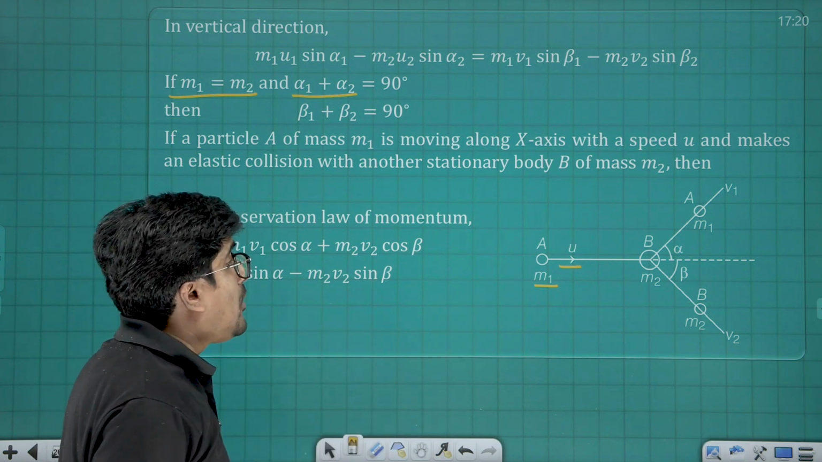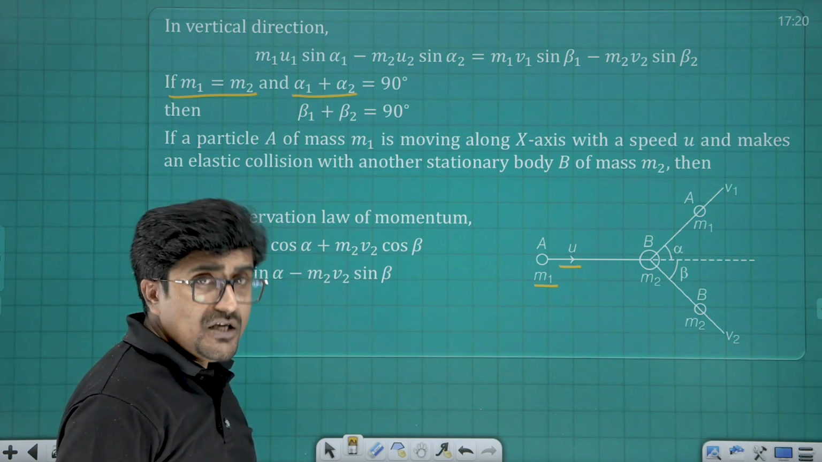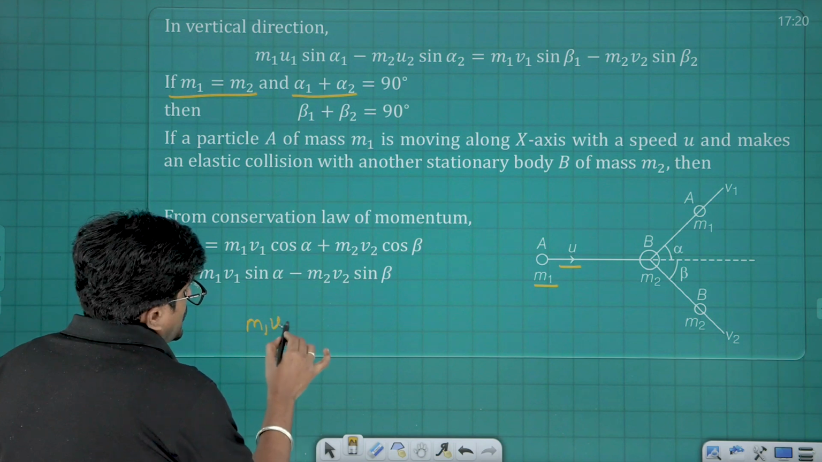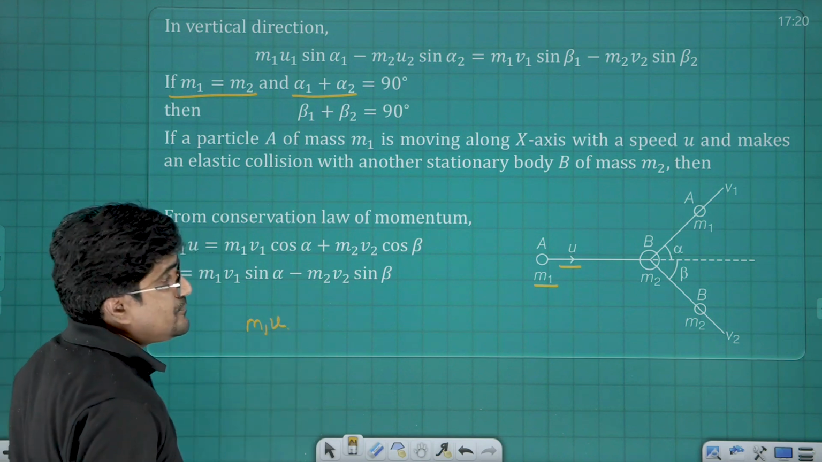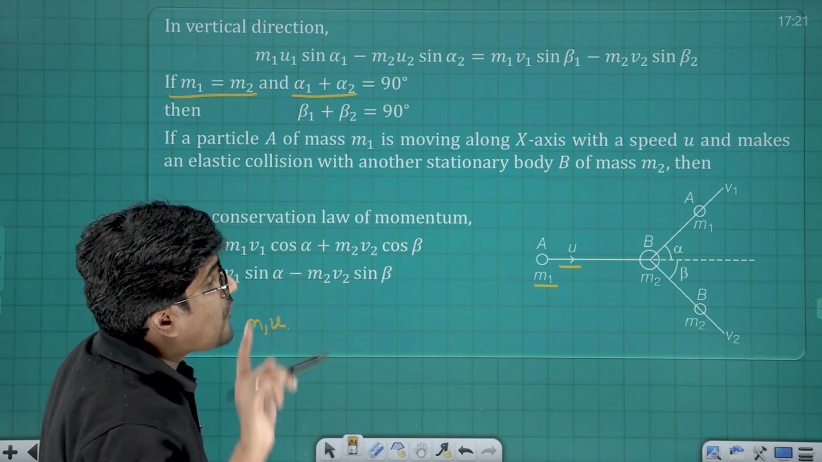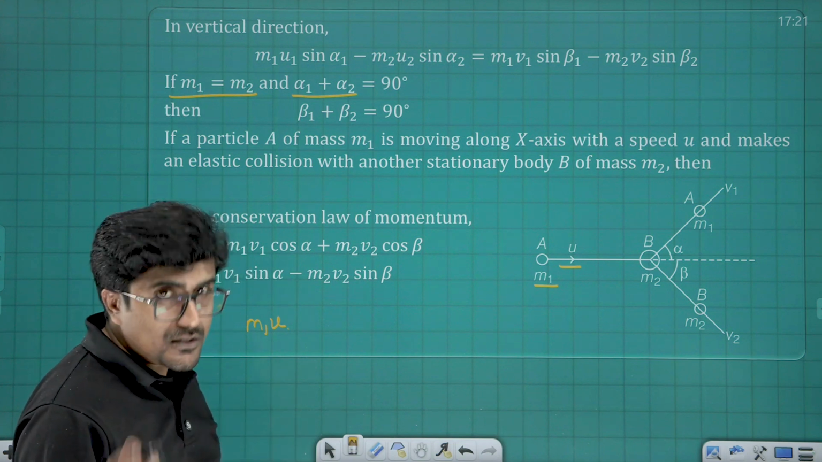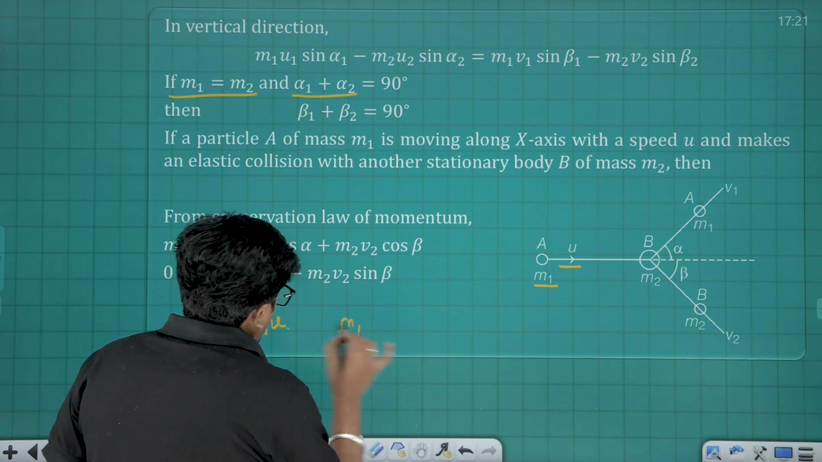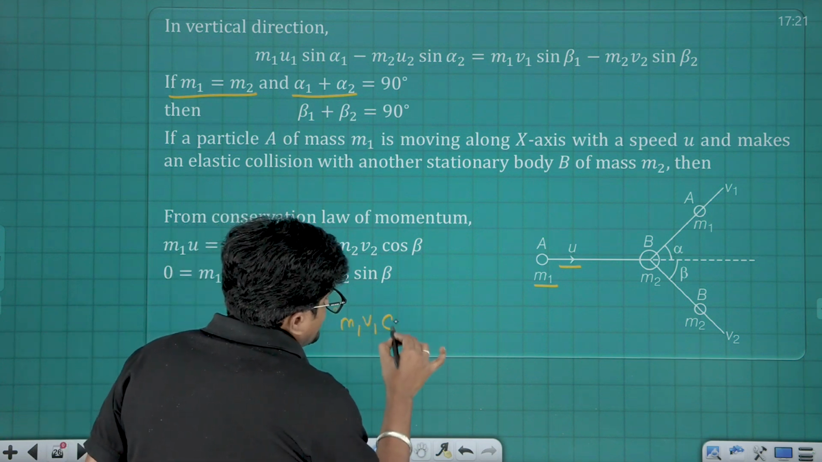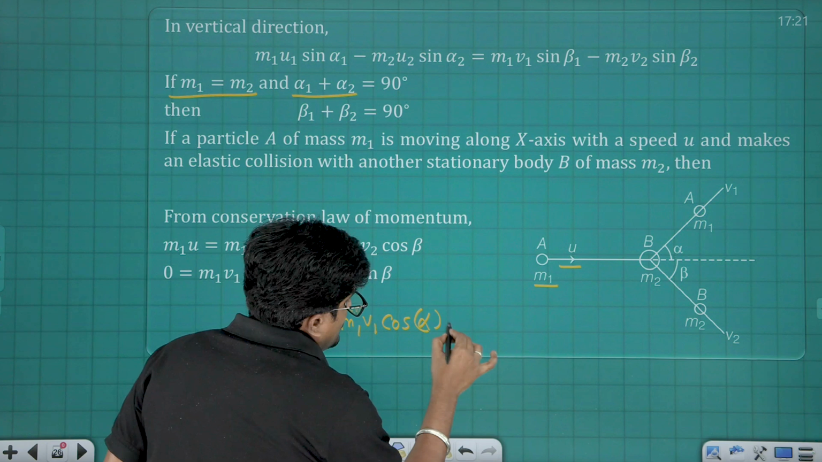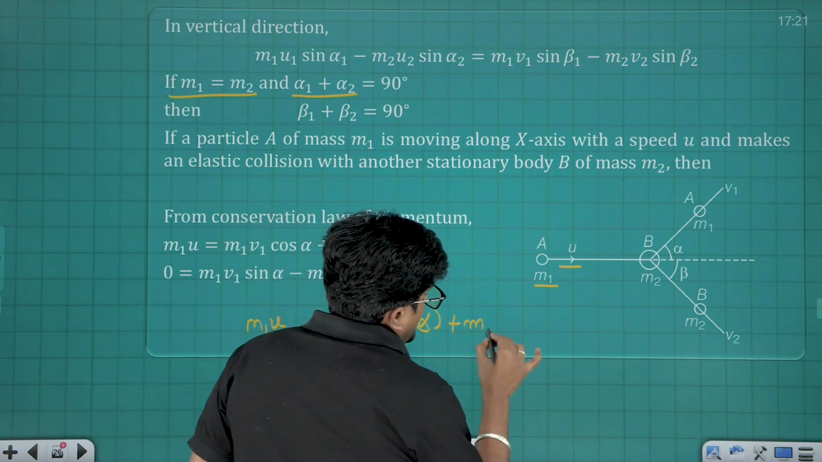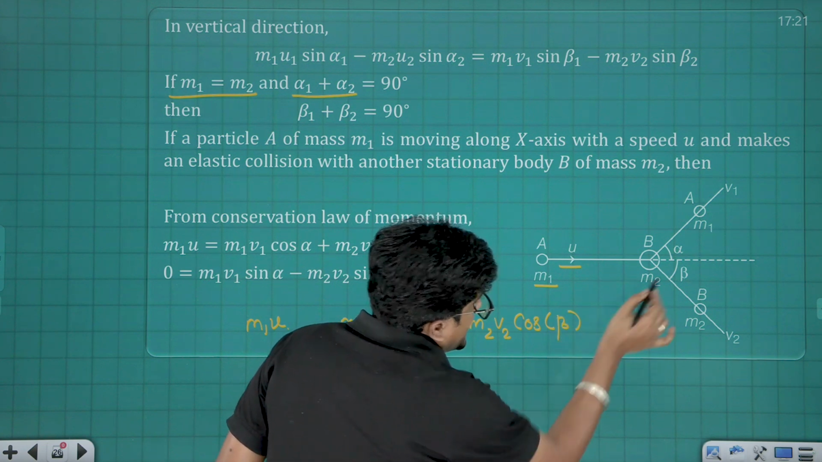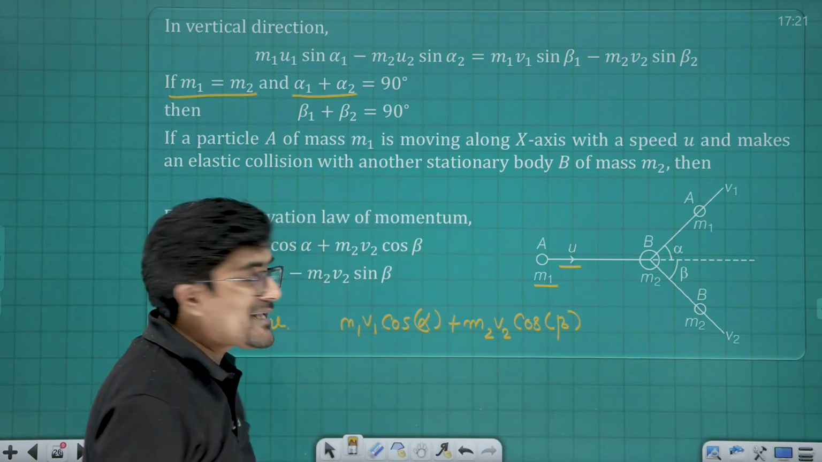So what is the initial linear momentum along the x-axis? It is m1 into u, not u1, it's m1 into u. And the final linear momentum after collision along the x-axis needs to be m1 into v1 cos alpha plus m2 into v2 cos beta. That is for the x-axis.